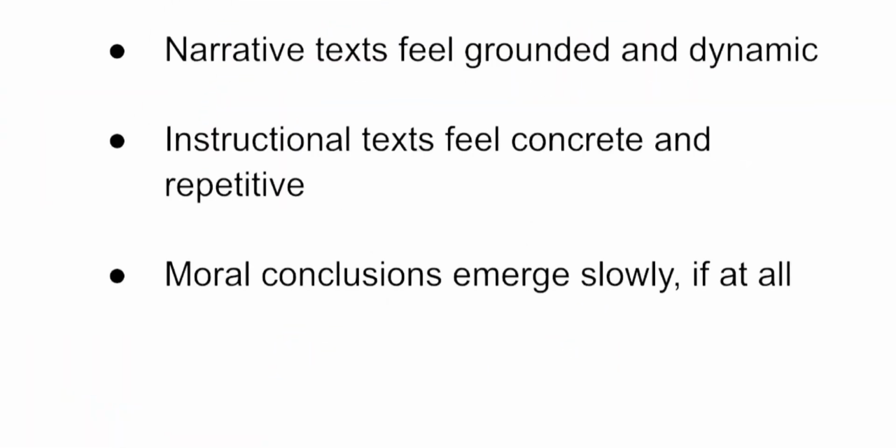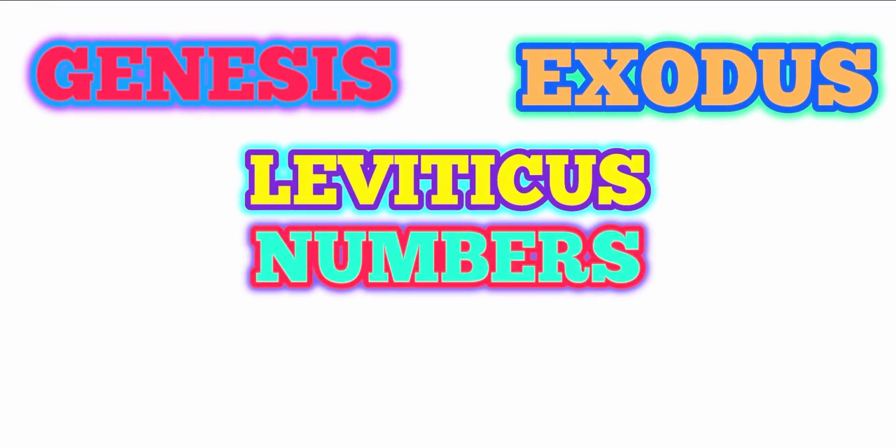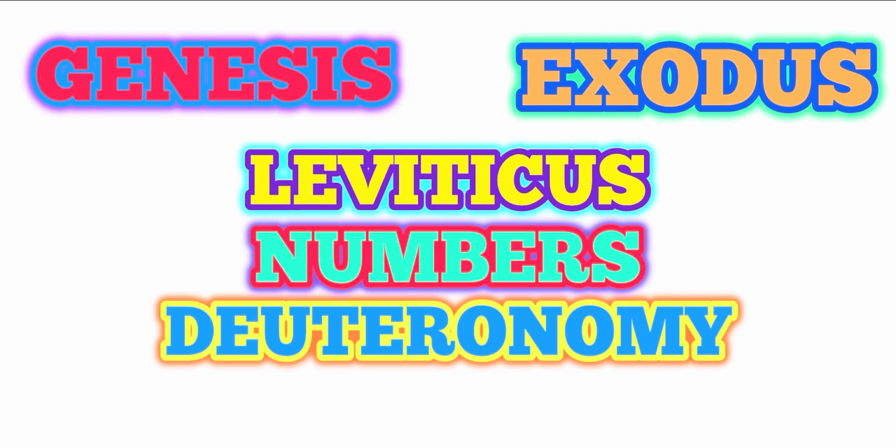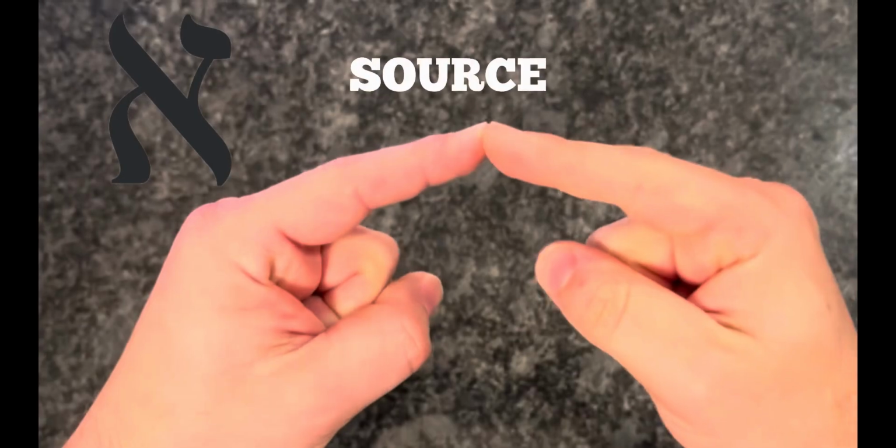This is why narrative texts feel grounded and dynamic. Instructional texts feel concrete and repetitive. Moral conclusions emerge slowly, if at all. Understanding this gradient helps explain why different sections of the Hebrew Bible feel so different, without assuming different authors, agendas, or theologies.